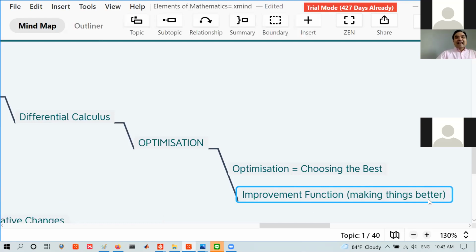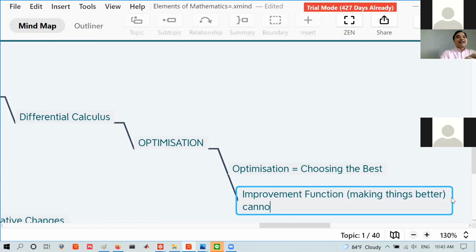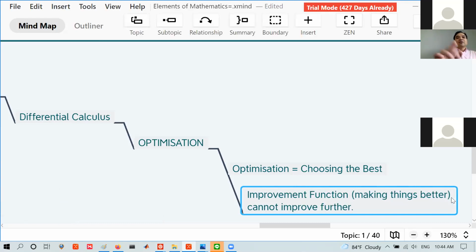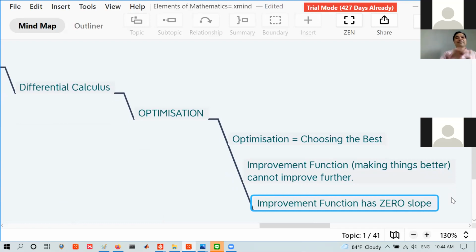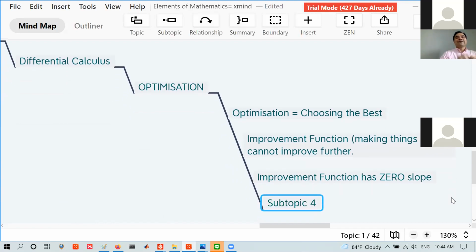Okay. The improvement function cannot improve further. So what does that mean? It means that the improvement function has zero slope. Well, what's a zero slope? It means the derivative, calculus, is equal to zero.